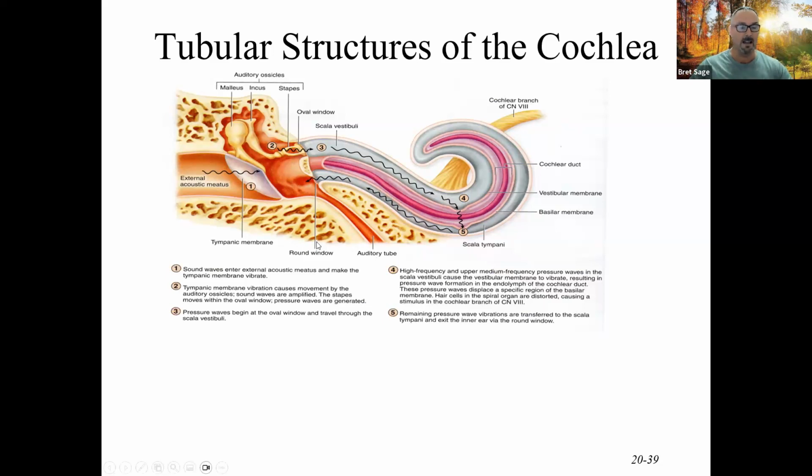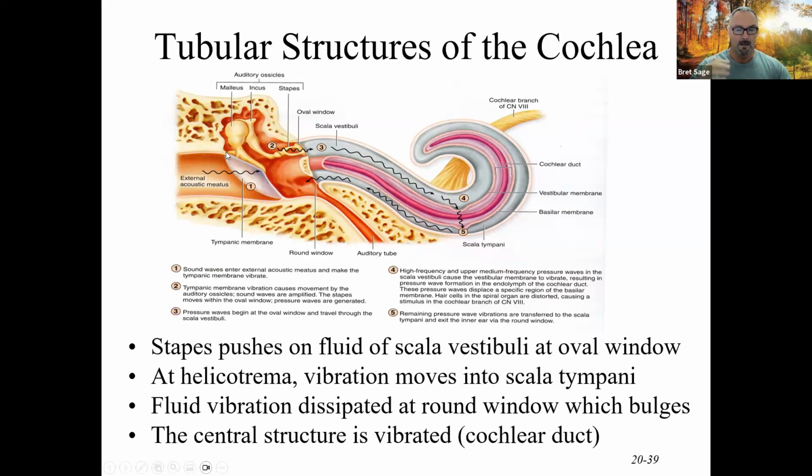Now, the next thing I need to tell you about is how we determine pitch and volume. And this is where I'm going to be asking you to be able to do this on the test. So for pitch, it has to do with what part of the cochlea is being stimulated. Write this down.